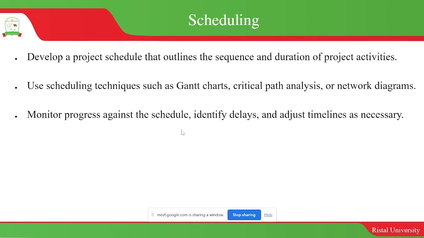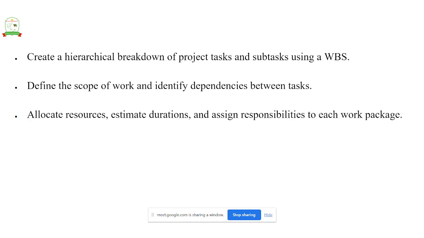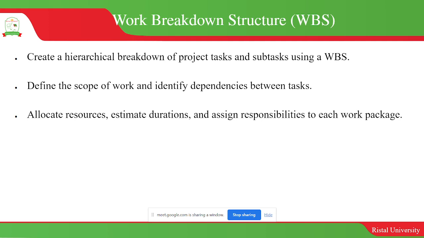So what are the scheduling tools available that you need to have? And then the work breakdown structure, which is basically one that allows you to break project tasks into subtasks, such that you can be able to visualize the key activities within a given project.